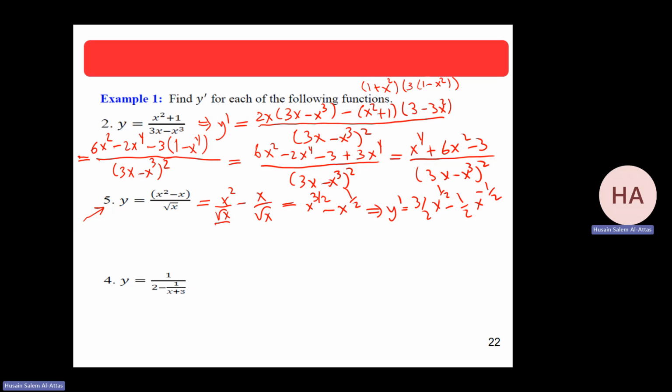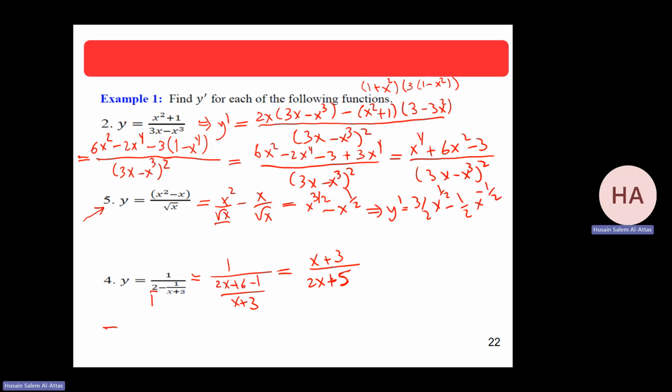Sometimes you need to simplify the function before you do the derivative. So this is over 1. That will be 1 over, here I have 2x plus 6 minus 1 over x plus 3. So that will be x plus 3 over 2x plus 5. So this is the function.